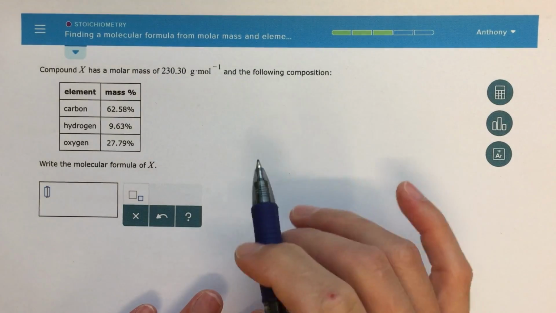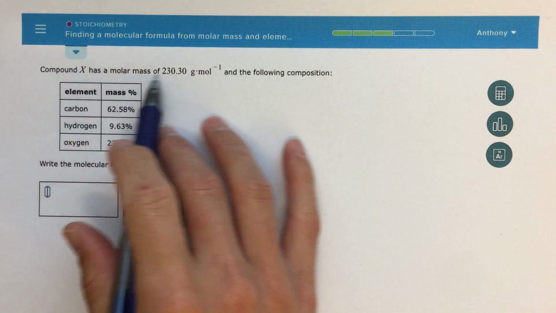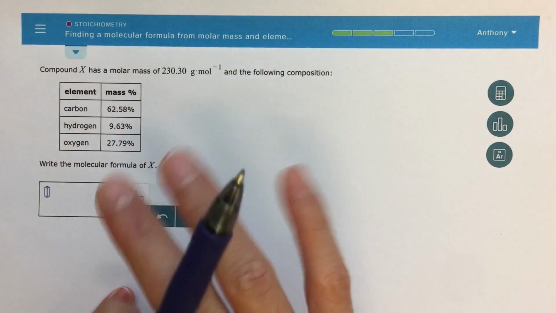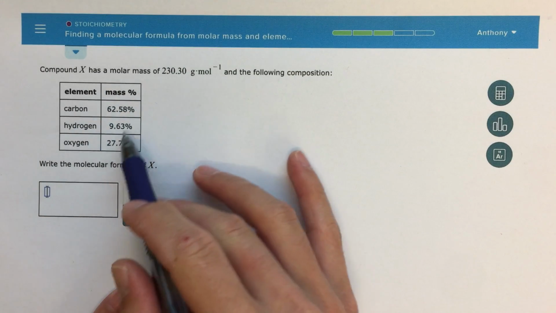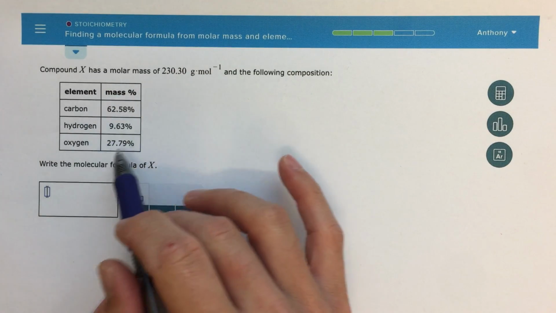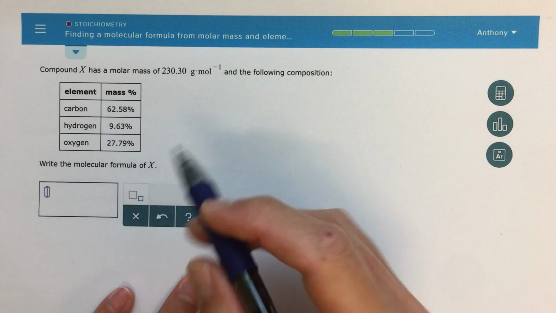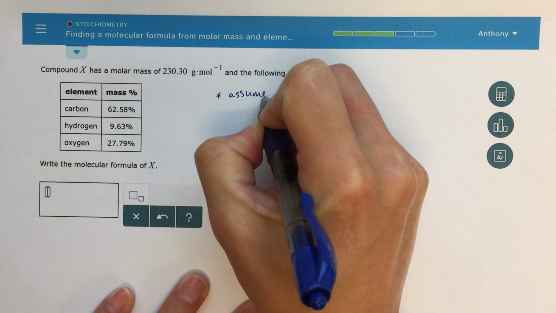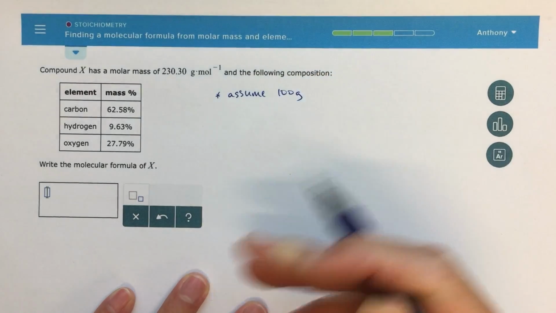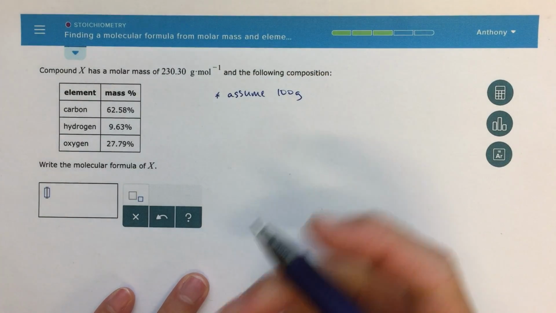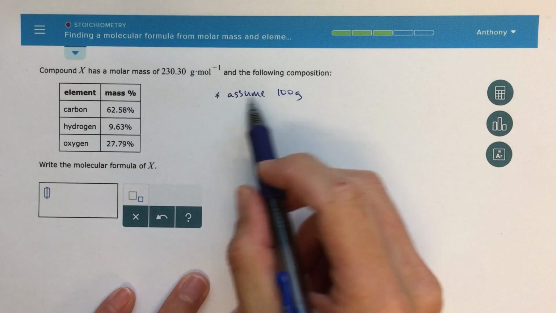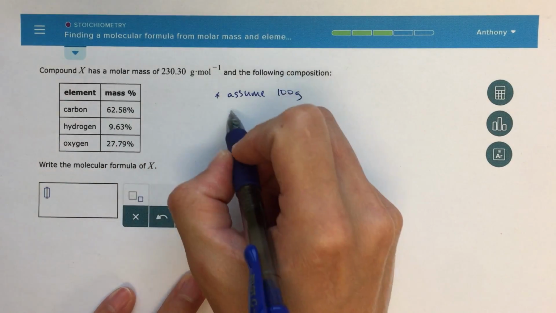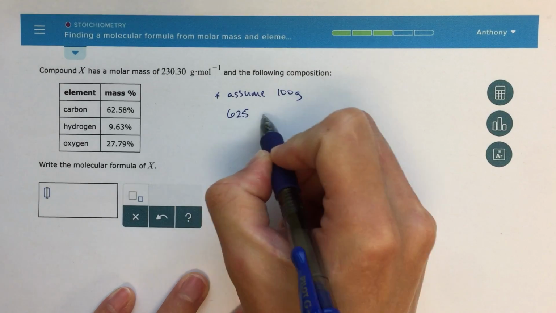So the first part of this question, we're given the molar mass of 230.30, but we're going to put that aside for the beginning of the problem, and then we're going to look at this mass percent information. So immediately when I see mass percents, I'm going to assume 100 grams, and that just makes the calculations a little bit easier. It makes the start of the problem go a little bit faster. So if we assume 100 grams and we have these mass percents, we can just convert those mass percents into numbers of grams. And that's why I like doing that.